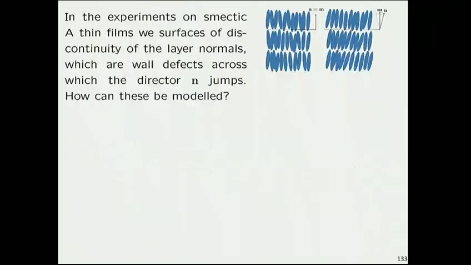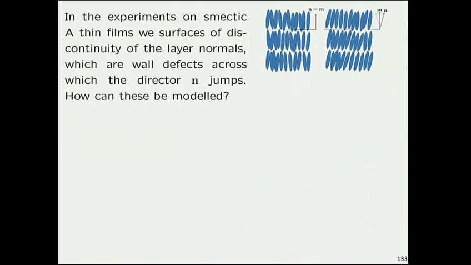Remember that this is smectic A, where the molecules are perpendicular to the layers, and there's smectic C, which we won't treat, where they make a certain angle. So in those experiments, you apparently see surfaces of discontinuity of the layer normals, and they correspond to wall defects across which the director jumps. That's not something that's considered in the way we treated the Oseen-Frank theory, for example. We don't allow the director to jump. So the question is, how can these be modeled?